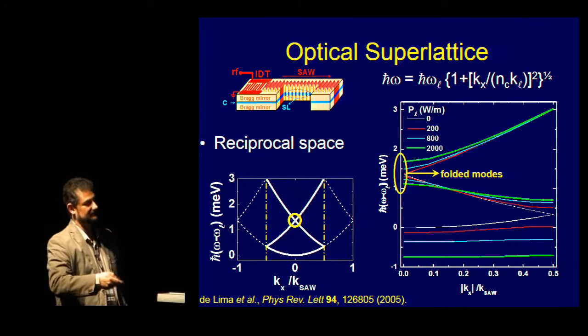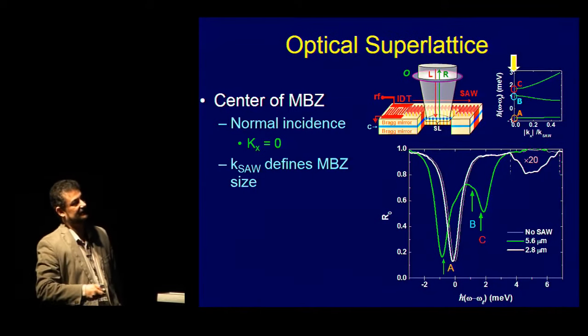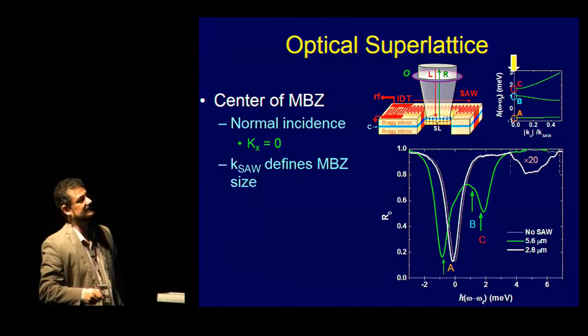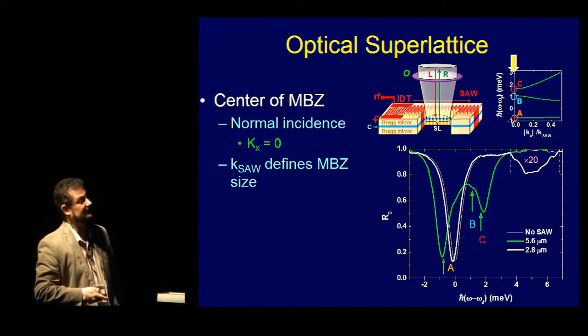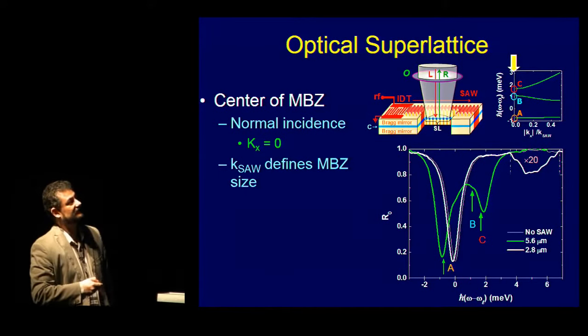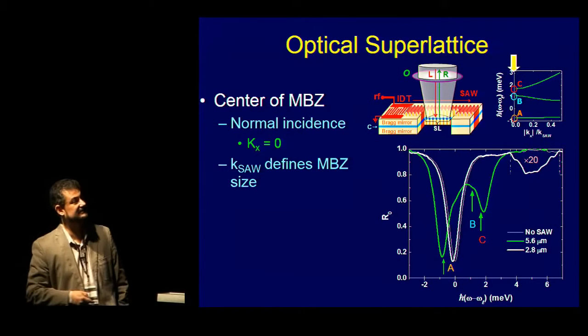These are simulated results, and these are the experiments. So we basically can see most of the features that come out of the simulation. What we are doing here is creating an optical superlattice in this in-plane direction that is just produced by these surface acoustic waves.